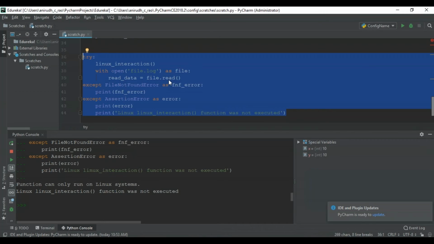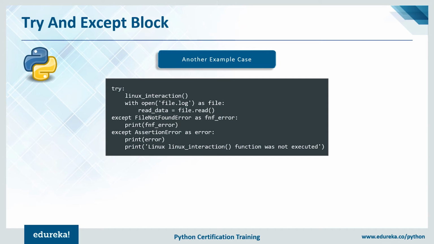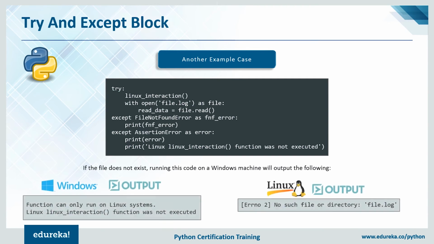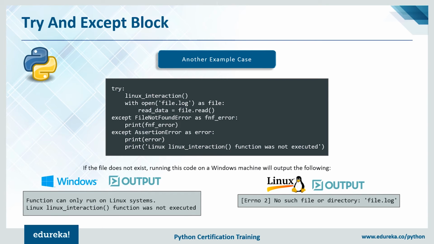As you can see, I executed the program, guys. If the file doesn't exist, running this code on a Windows machine will give you that output, right? It says that the function can run only on a Linux machine, and then we printed something, guys. What we did here is, inside the try clause, we directly ran into an exception immediately, and we did not get to the part where we try to open our file.log, right? Now, when you run it on a Linux machine, it's going to say no file or directory found. Check it out here, guys. This is the Windows output that you get, and this is the Linux output, guys.